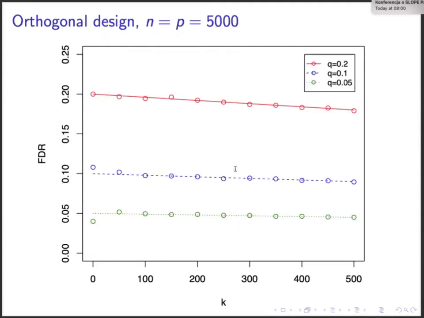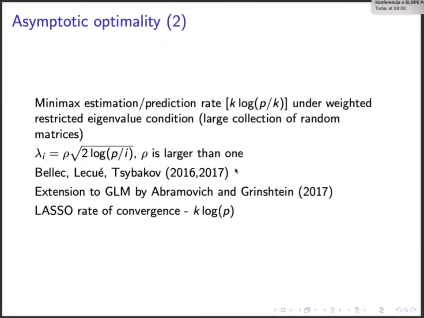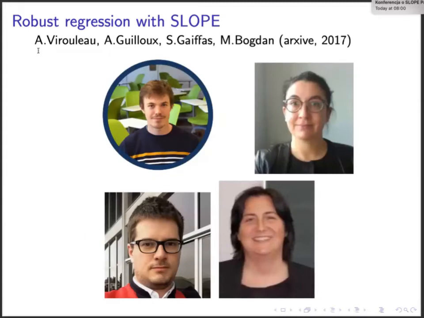What Bellec, Lecué and Tsybakov have shown is rate minimaxity of slope. And this rate minimaxity of slope is better than the rate minimaxity of LASSO. If you use LASSO and pick your lambda at any fixed level, the optimal rate of convergence for LASSO is k log p, which is worse than for slope. And for slope, if you pick the sequence according to our formula, then you are going to attain this sharp minimax rate. Maybe very briefly about that, the orthogonal design is sometimes occurring naturally.